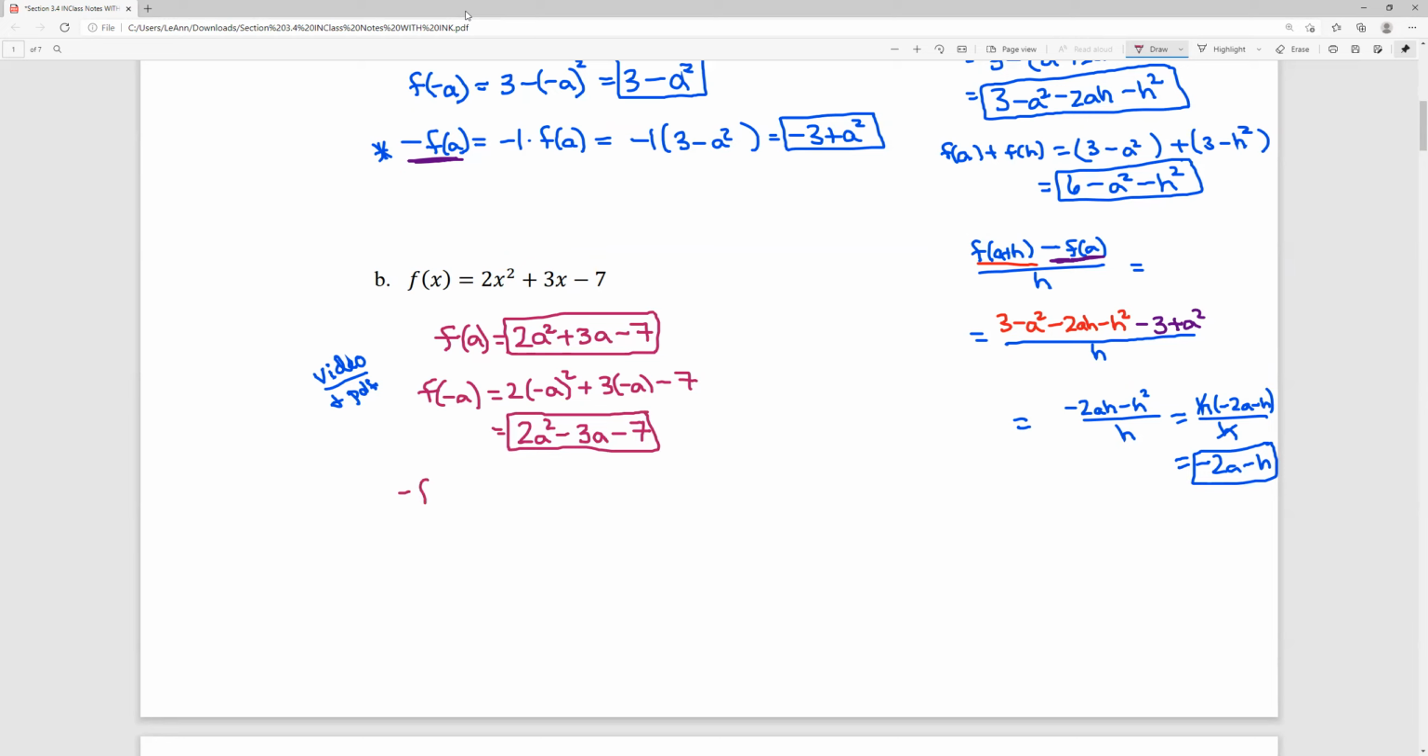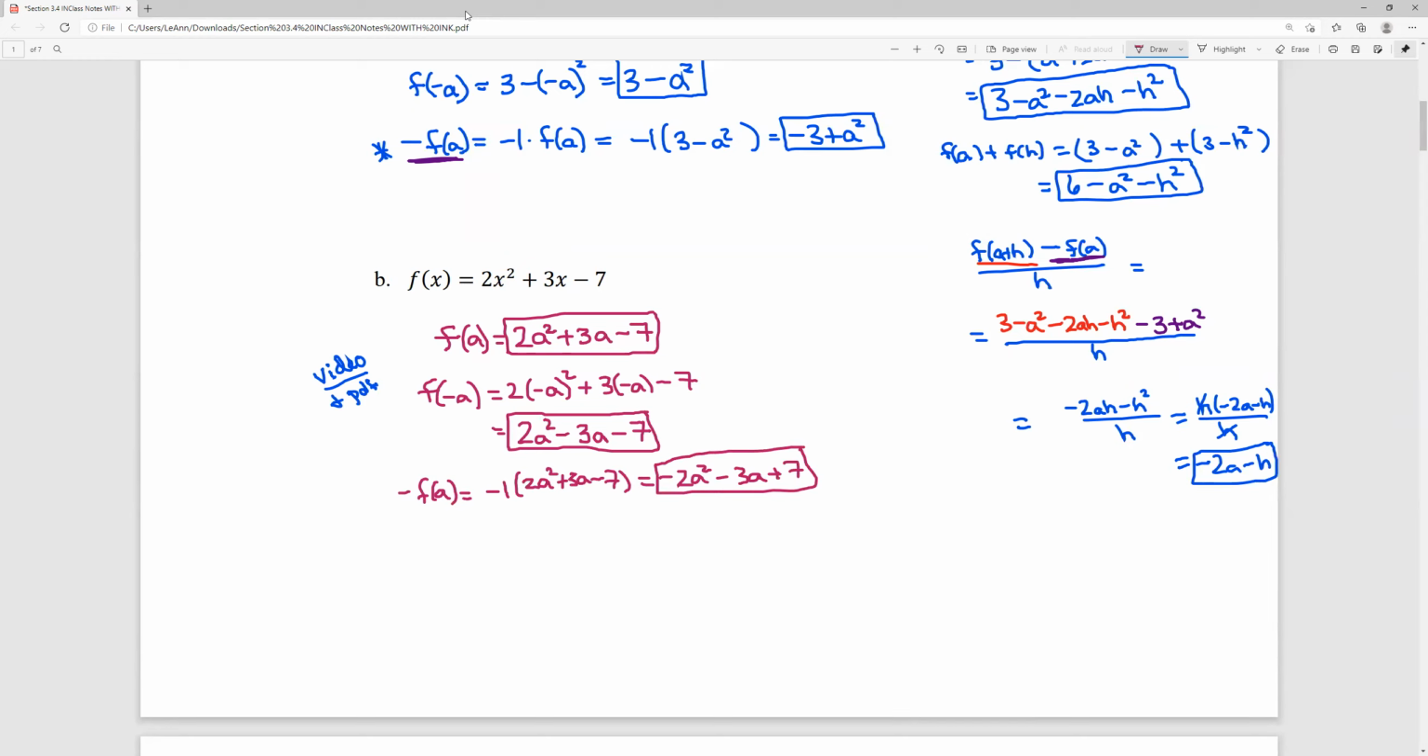Then we had negative f of a. This means negative 1 times our original function with the a already plugged in. So that was the answer to that first part, 2a squared plus 3a minus 7. We're going to multiply that by the negative 1, so that's negative 2a squared minus 3a plus 7.